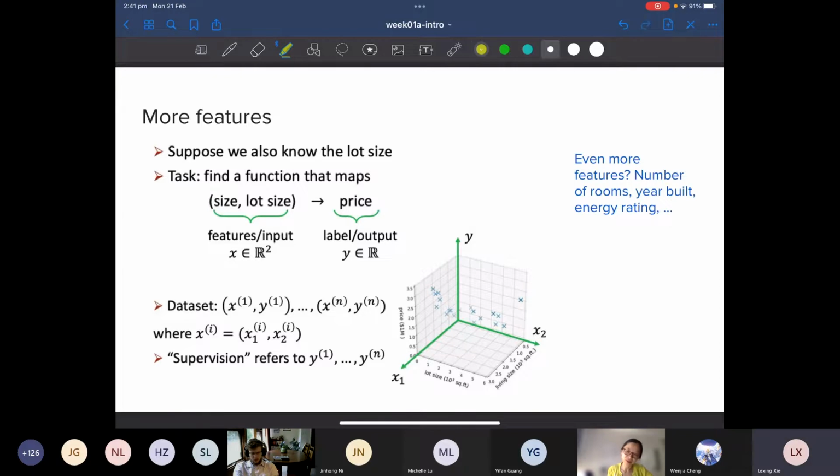then geometrically you could put the two features in the output on the 3D plot. And now our data set will become X is a vector that decomposes into X1, X2, and the supervision we give it, it's called supervised learning, are the historical prices of each house. And we're still doing the same task. Given a new X1 and X2 pair, try to predict its price.